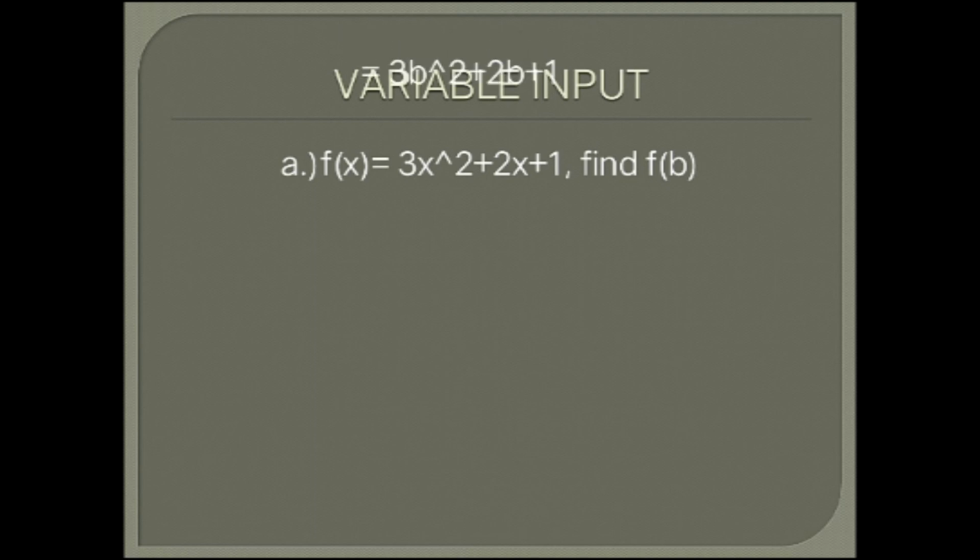Evaluating a function with variable input. Our first given is f of x equals 3x squared plus 2x plus 1. Find f of b. So we have to replace all of the x's with b. So we will have f of b equals 3b squared plus 2b plus 1. There is no need for simplification because there is no value that needs to be simplified. So 3b squared plus 2b plus 1 is our output.